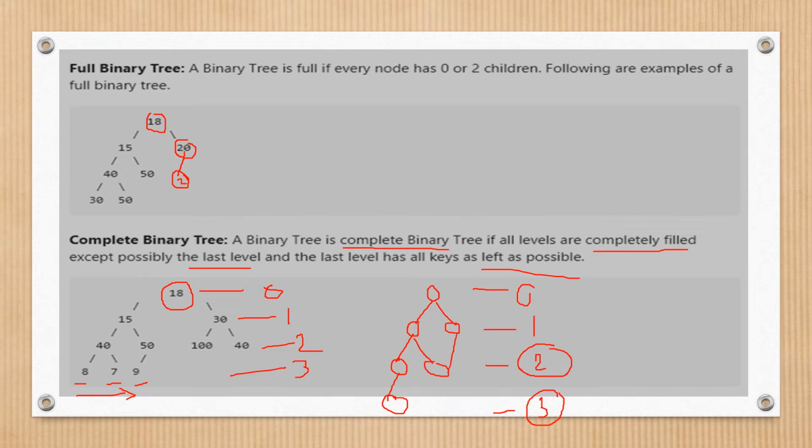For suppose here the second level is totally completed and the third level started from the left side, so it is a complete binary tree. For suppose it has some child. Is this a complete binary tree? No, because there is no right child for this node and there is no child for this node, but this node has a child. It's not filled from left to right, so it is not a complete binary tree.